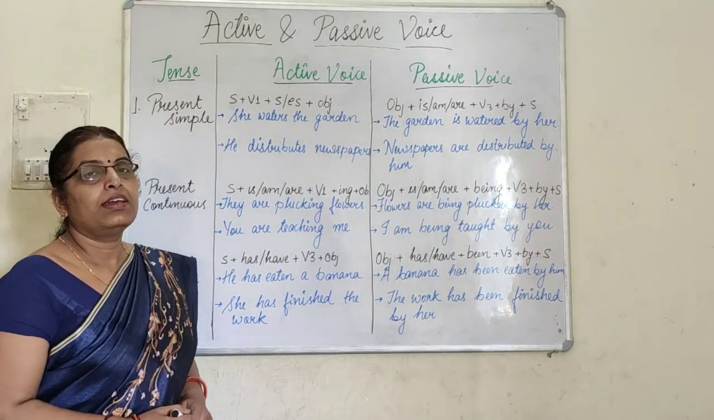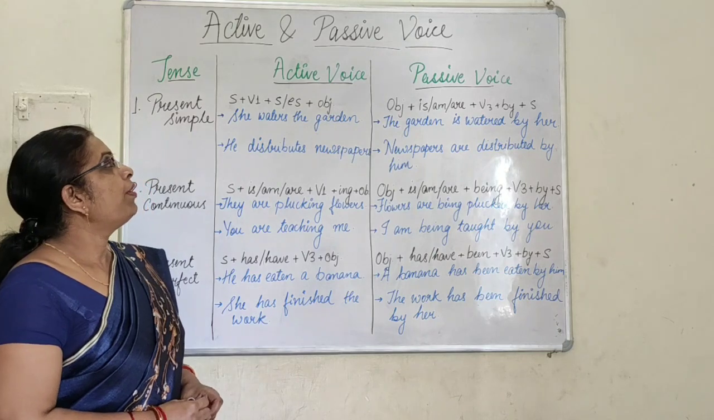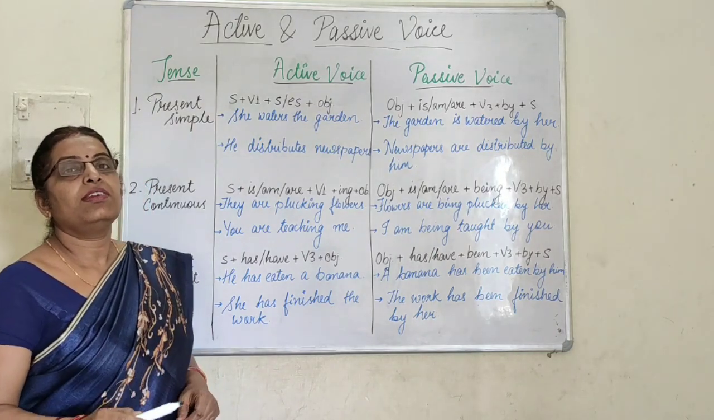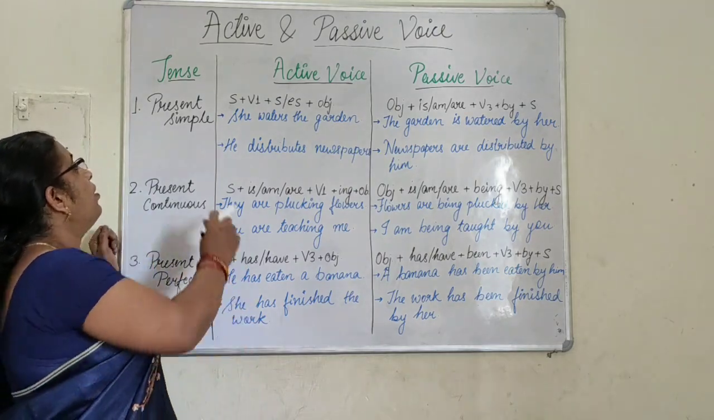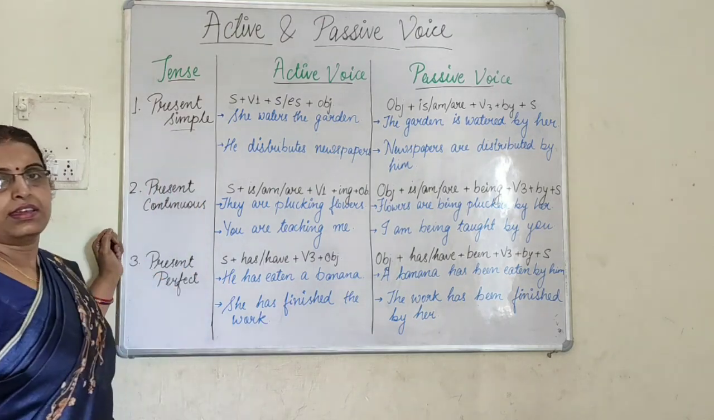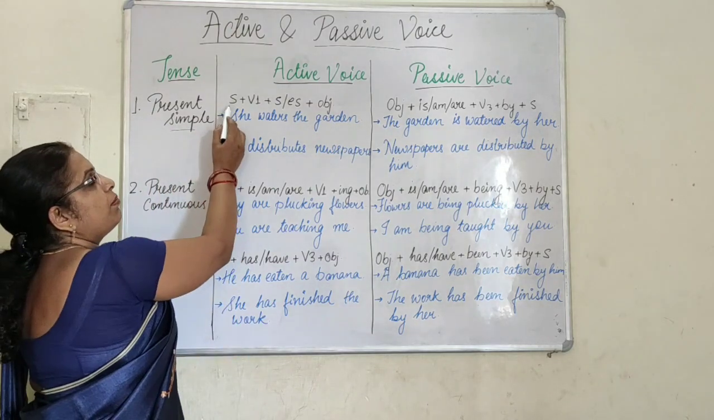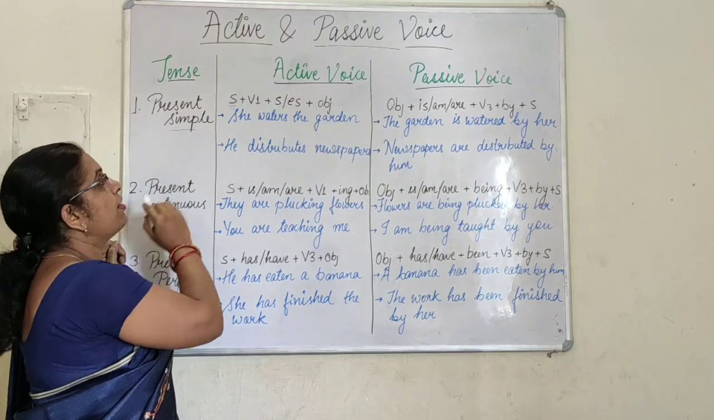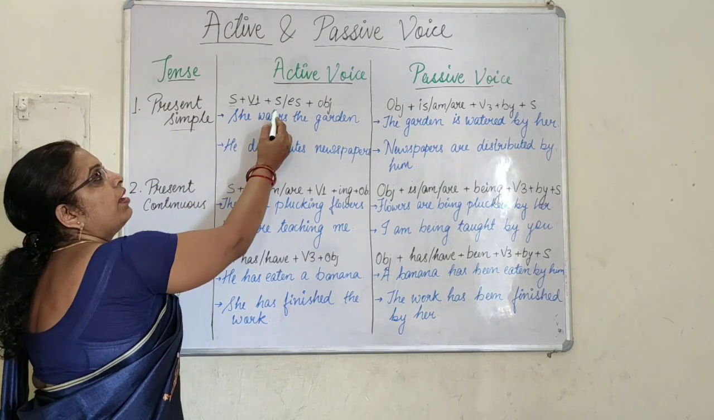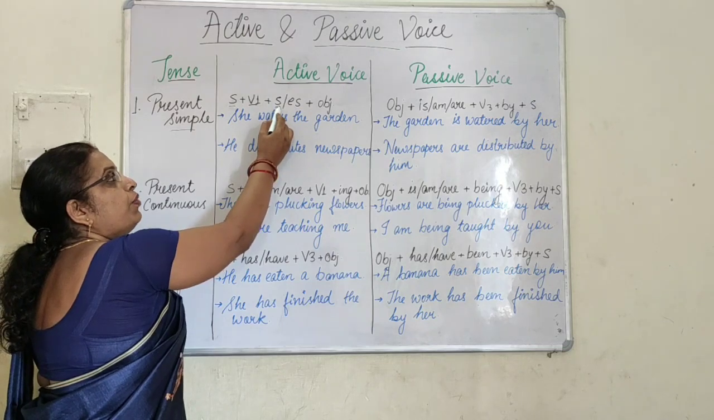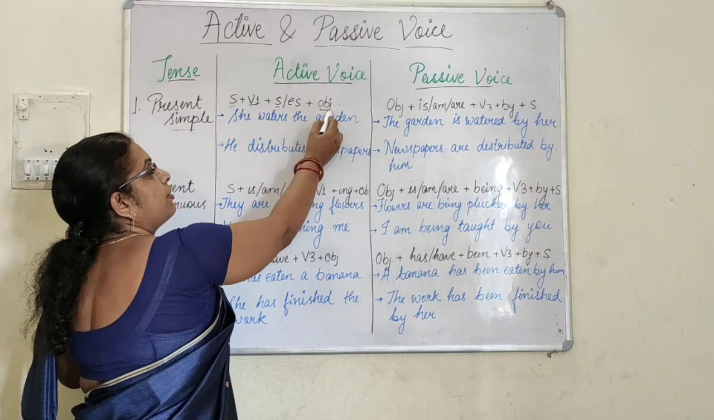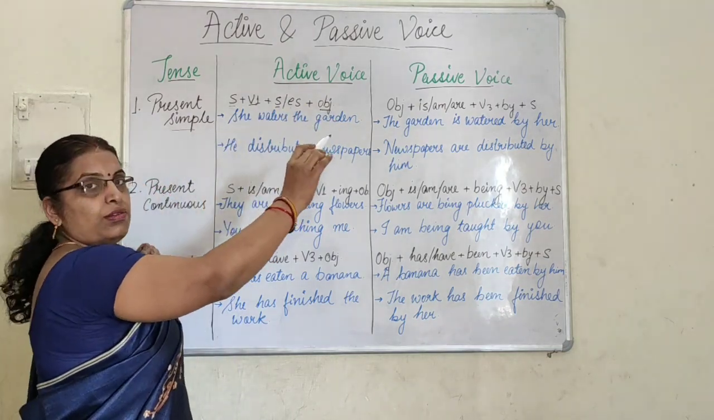Now we will see the changes of active and passive, and we'll see the rules of how active voice is changed into passive voice. Come to the first type. This is present simple tense and the rule of present simple tense is first subject and verb, that is V1, the first form of the verb, along with that V1 either S or ES, and then the object. This is changed into passive voice.